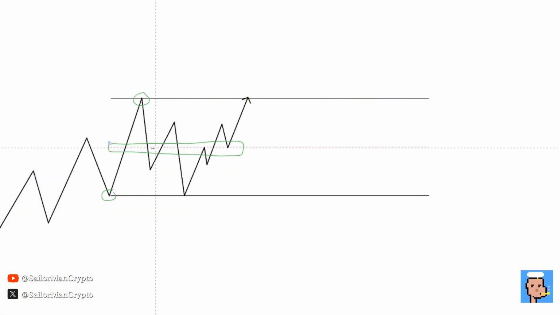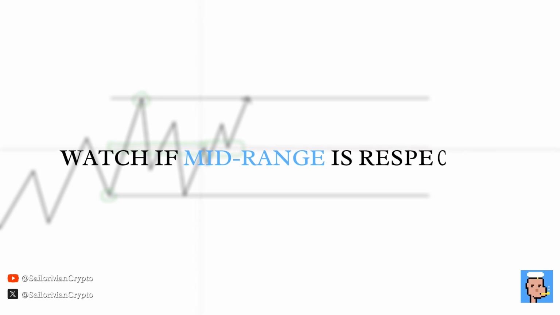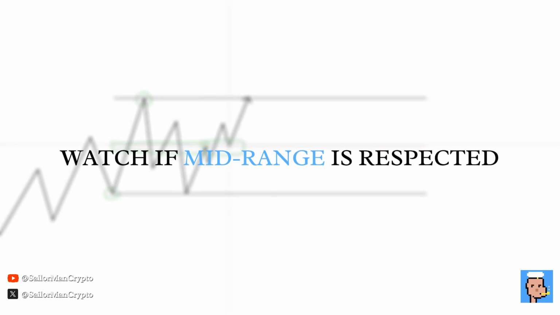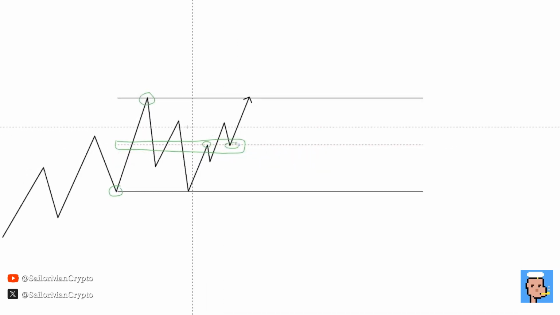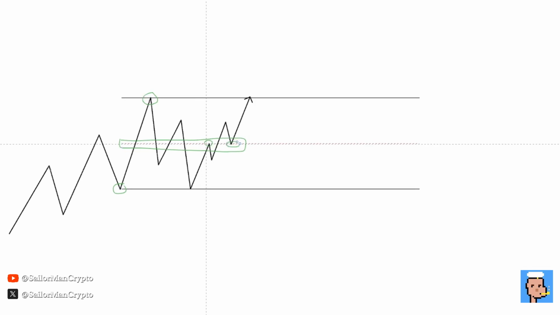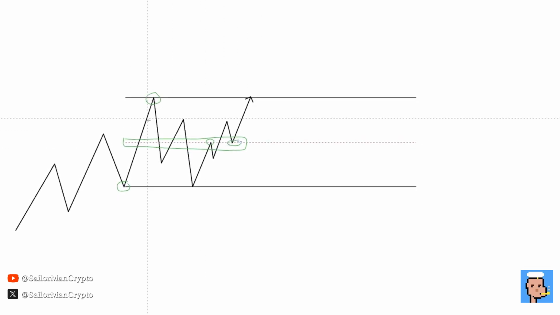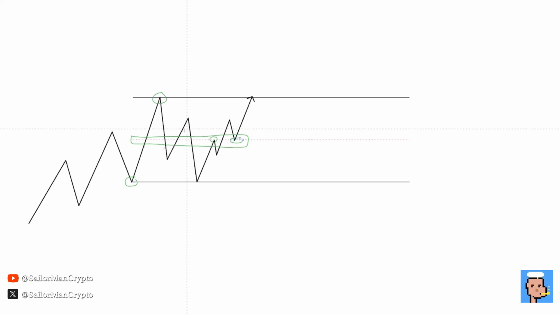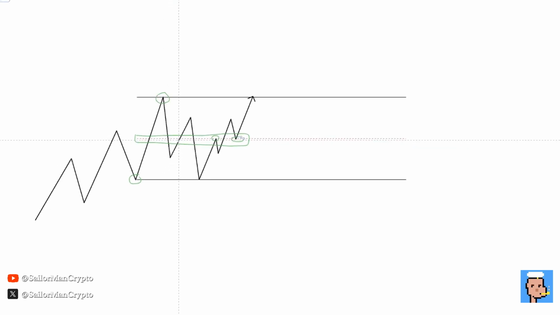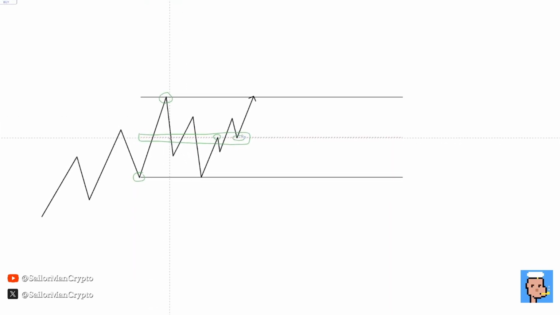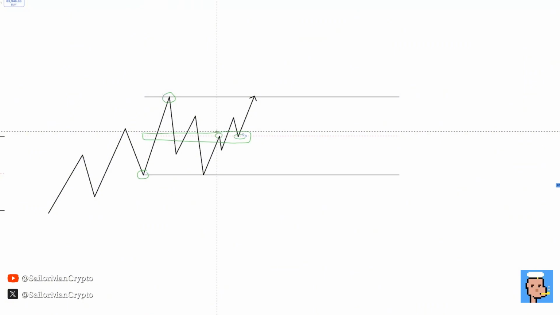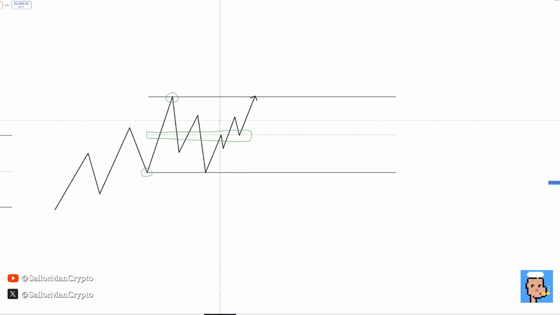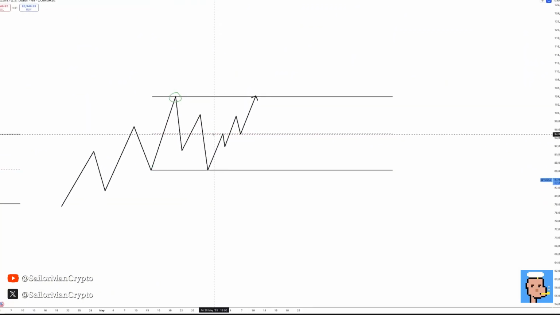You want to see that this mid-range is somehow kind of respected. So you want to see some interaction at this level, and you want to see this level provide some sort of support and resistance, at least temporary. So you want to see that this level is somehow a respected level. It should not be 100% precise, but you want to see the mid-range to be at least partially relevant.